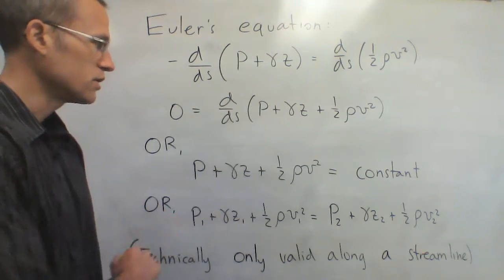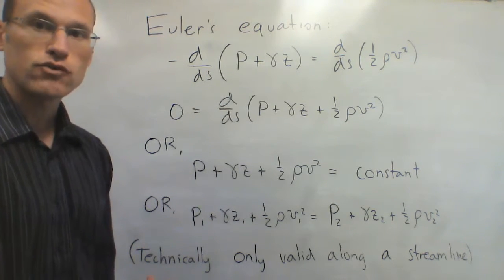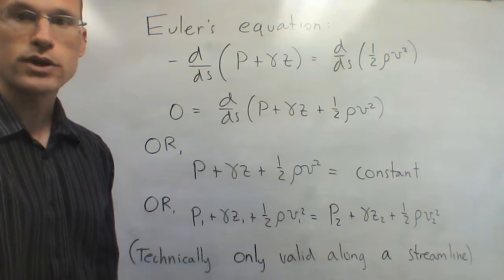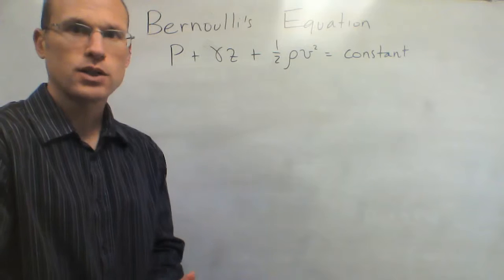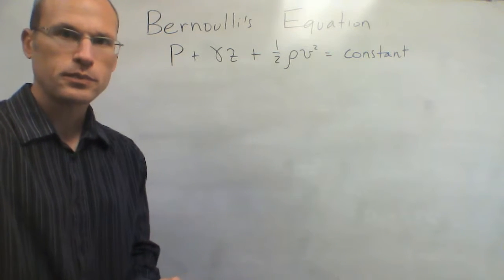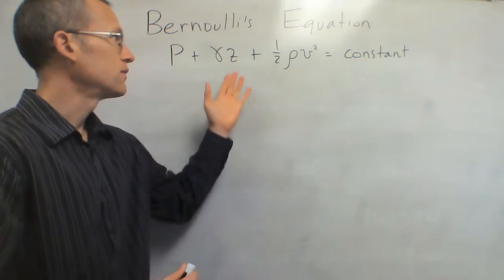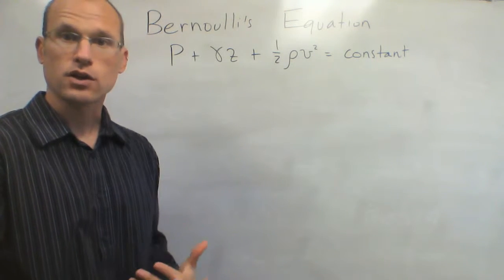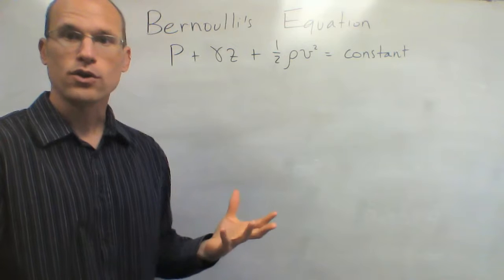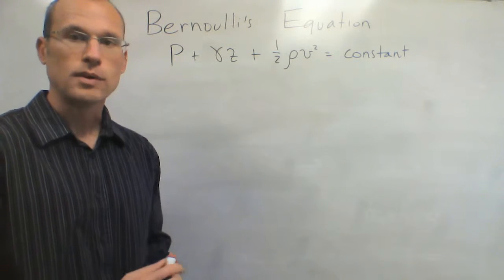Technically, this equation, Bernoulli's equation, is only valid along a streamline because that's how we derived it from Euler's equation. I want to talk about a few consequences of Bernoulli's equation. We have pressure, we have some height, we have velocity. All these things are interrelated to leave us with the constant, so if one goes down, one of the other two things has to go up, or maybe both of them.